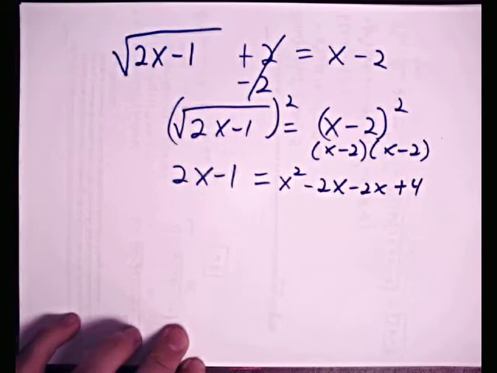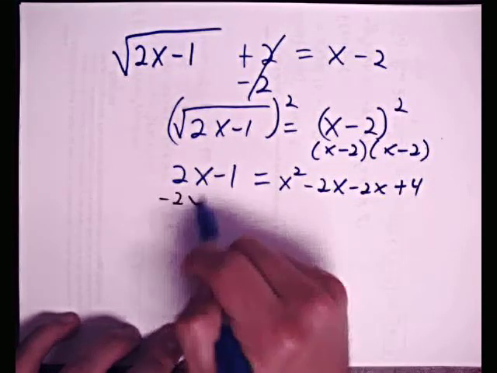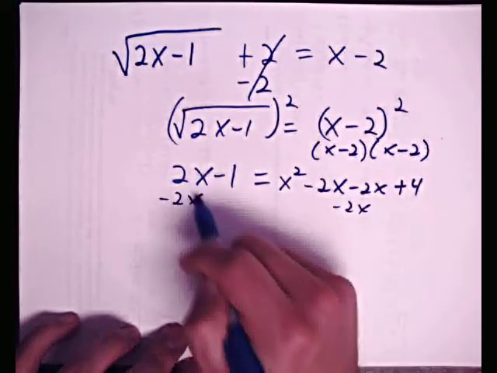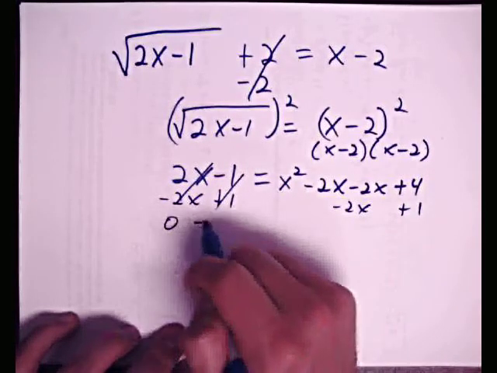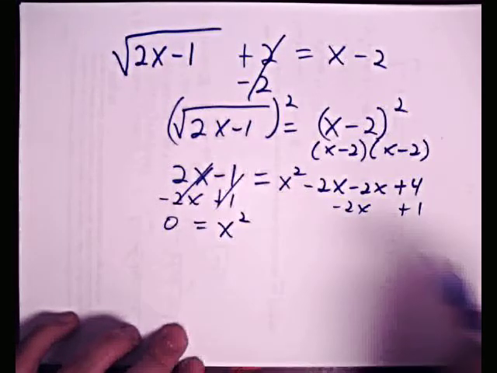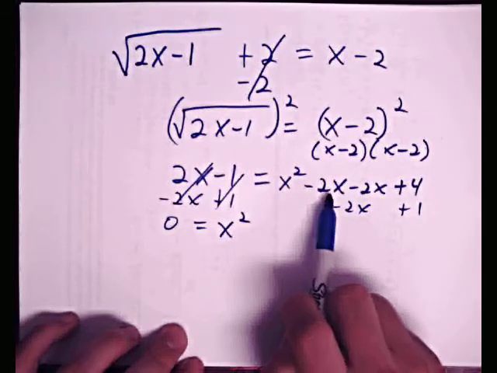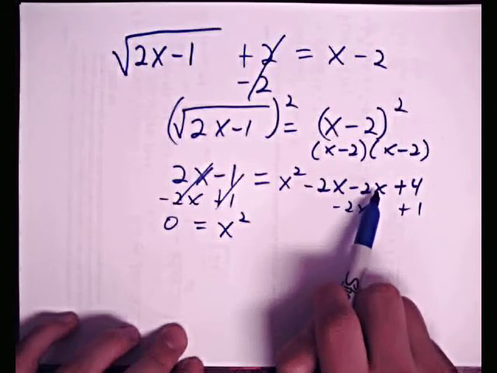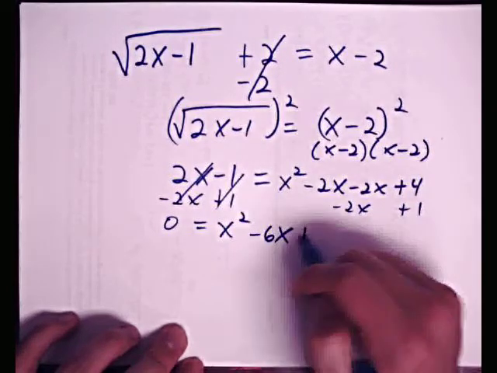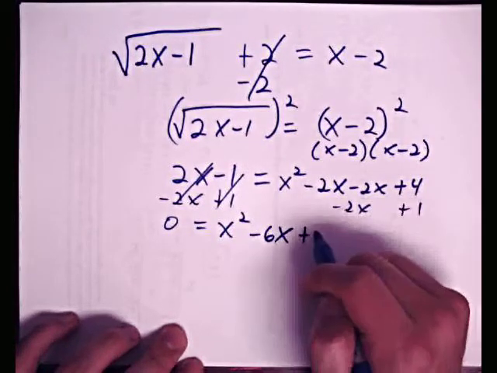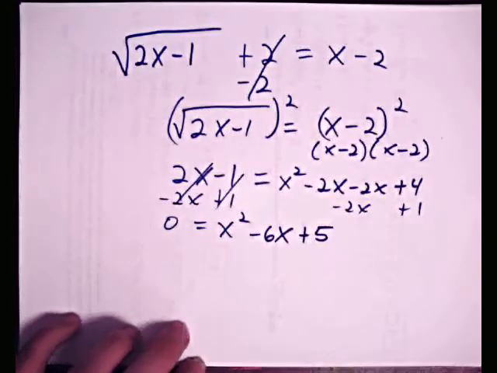So our strategy is to get everything on the same side and combine like terms. So we want to subtract 2x and add 1. So we have 0 on the left. On the right, x squared, negative 2 minus 2 is negative 4, minus another 2 is negative 6x, and plus 4 plus 1 is 5. So we want to solve that quadratic.